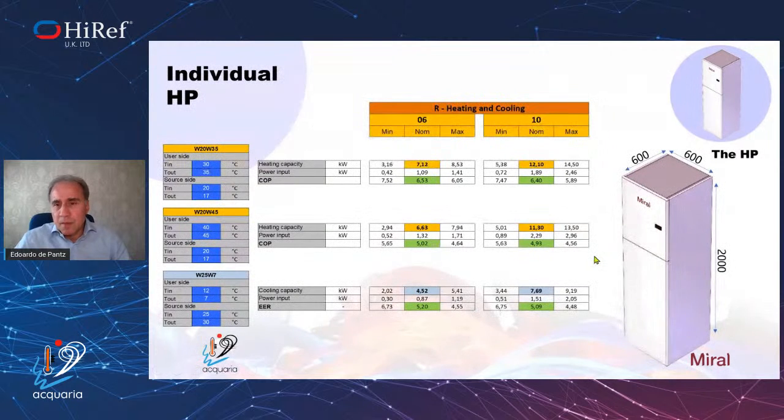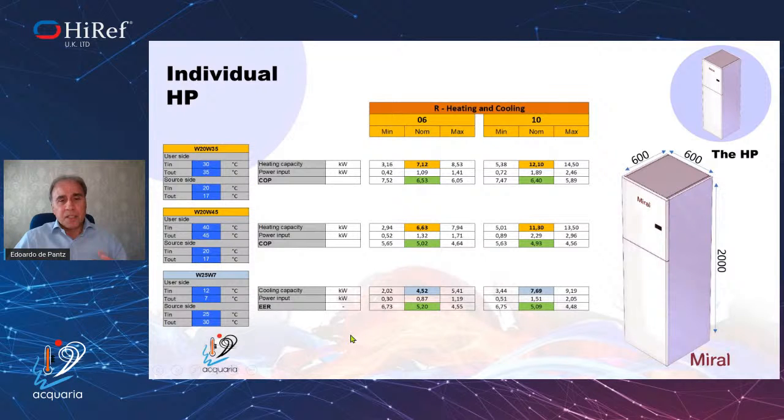So this is the unit. Basically, it's a 600 by 600 by 2 meter high unit, and it's available in two sizes, for example in heating and cooling, 6 and 10 kilowatt of nominal capacity. Obviously, because there is an inverter compressor, there is a range, minimum and maximum. I give you here 3 working points.